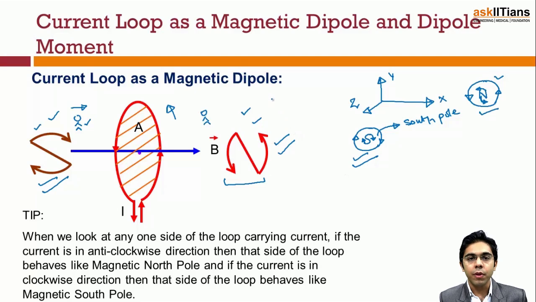Now therefore we call this the current loop acting as a magnetic dipole. And we know what a dipole is, that you must have studied in the electric dipole. That means two charges, plus and minus. We have already discussed that isolated monopoles do not exist. Therefore there must be two monopoles together. So that is called the dipole: one south pole and another north pole.